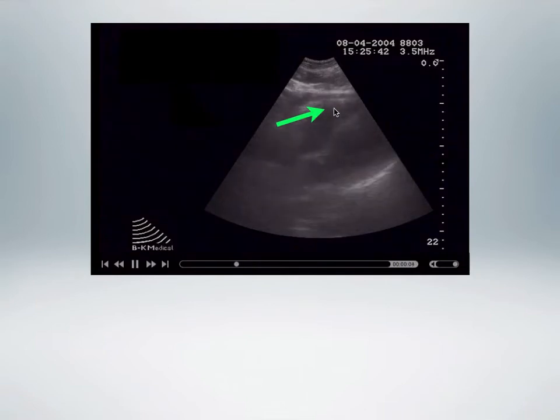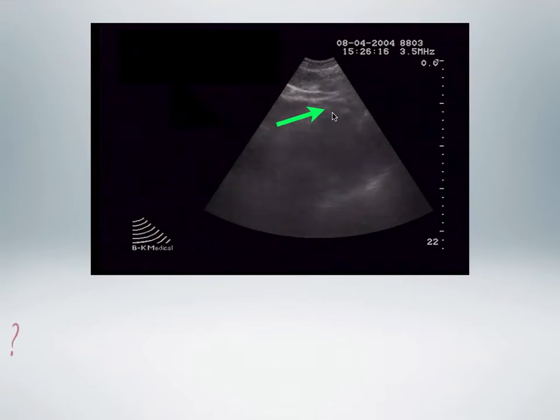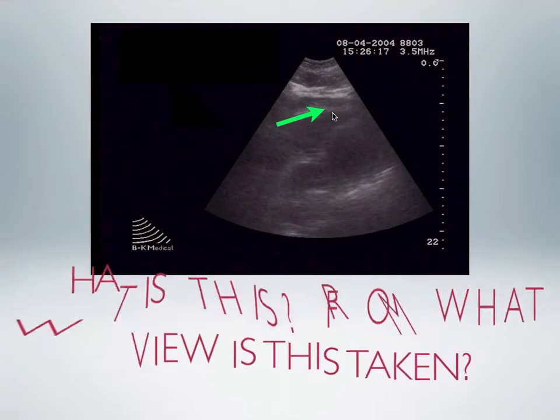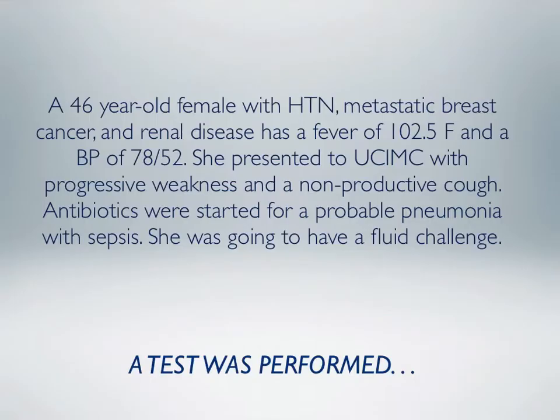And there's something attached to the heart. That's pericardial fat. A normal finding. And it sticks to the heart and moves with it. So that's just a normal pericardial fat pad.